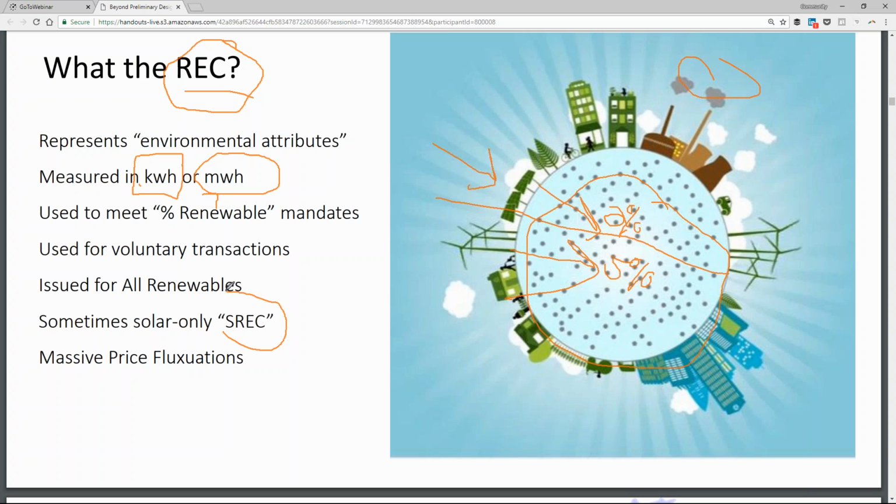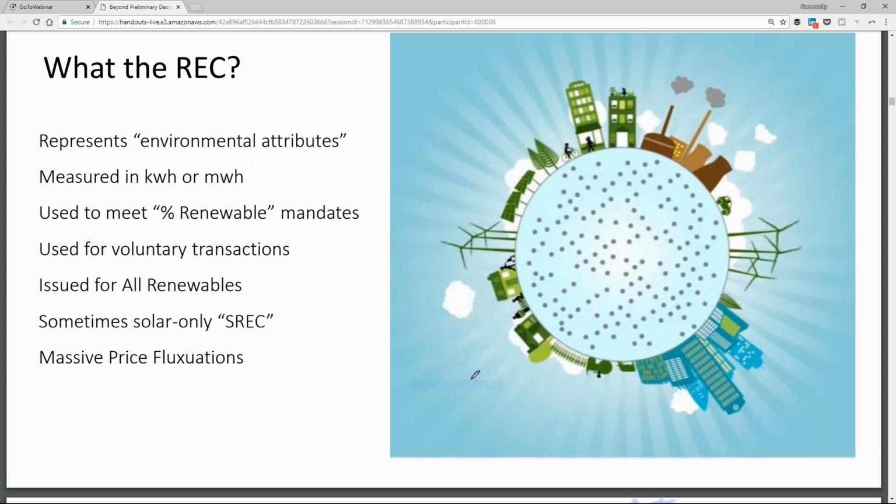And so often solar RECs are called S RECs. There's the little S on top. And because this is kind of an artificial market, it's subject to massive price fluctuations.